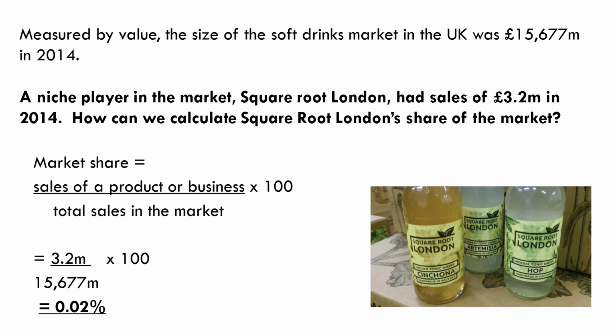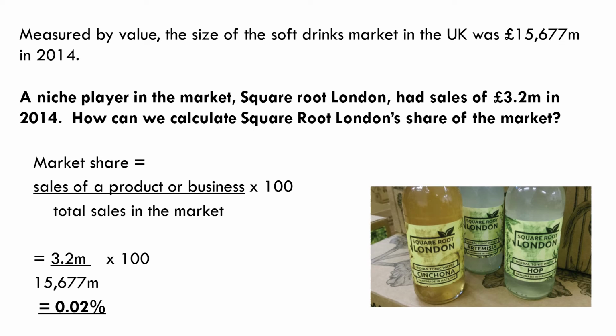So another calculation for you. We know that measured by value, the size of the soft drinks market in the UK was 15,677,000,000 in 2014. A niche player in the market, Square Root London, you can see on the screen, had sales of 3.2 million in that year. How can we calculate Square Root London's share of the market?